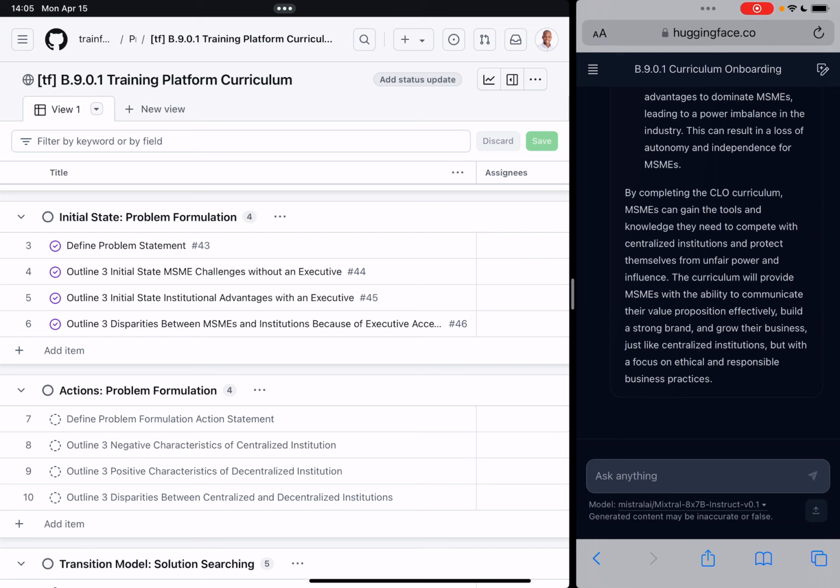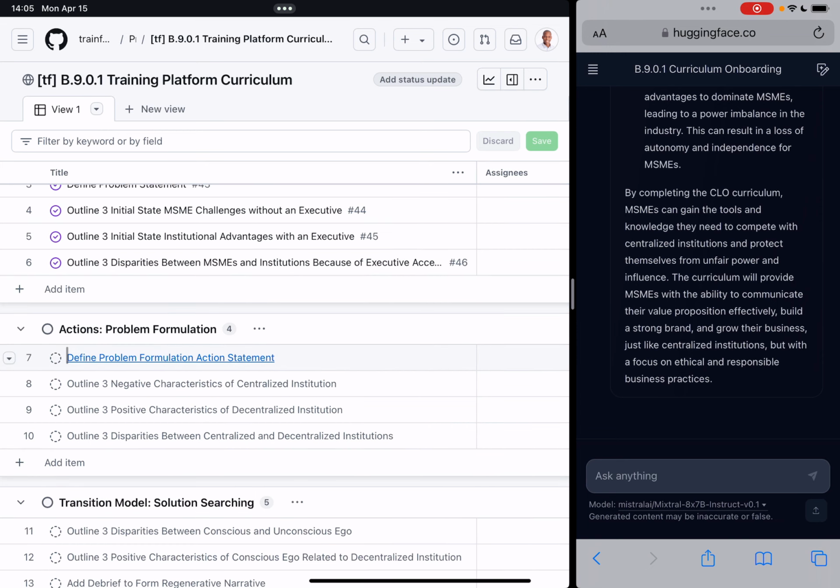What advantage do institutions have over micro, small, and medium enterprises because they have closed source executives? And what are some advantages that micro, small, and medium enterprises might get from an open source executive? With that, on the back of that, let's move over and say what actions we might take to really start developing this curriculum. So this closed source executive is going to be related to a centralized institution, and an open source executive is going to be related to a decentralized institution.